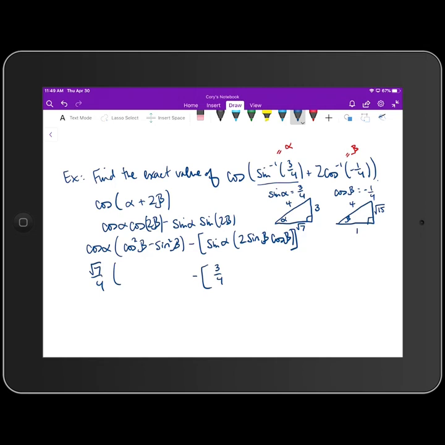Okay, so we're going to plug in for sine and cosine of angle beta. So cosine of angle beta is negative 1/4, squared, minus the sine of angle beta, which is opposite over hypotenuse, so that's rad 15 over 4, quantity squared. And then we're going to plug in for the sine of beta and the cosine of beta over here to the right as well. So we have 2 times the sine of angle beta, which is rad 15 over 4, times the cosine of angle beta, which is -1/4. Okay, so all we need to do now is go through and simplify this expression.